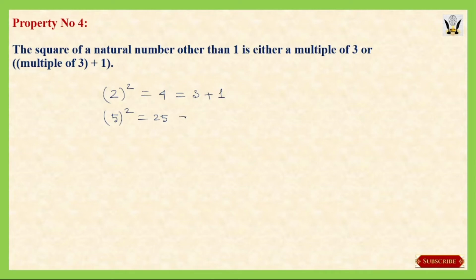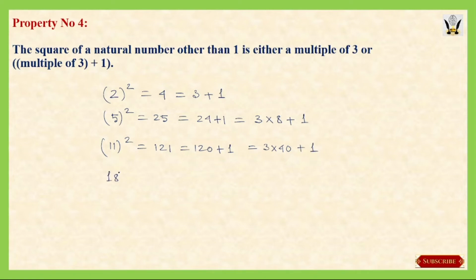Fine. Now if I choose arbitrarily 5, then it will be 25. So 25 can be further written as 24 plus 1, and 24, we know, is 3 8s are 24, then plus 1. Then now arbitrarily if I choose 11, then it will be 121. So 121 is what? 120 plus 1. And 120 is what? 3 40s are 120 and then plus 1.